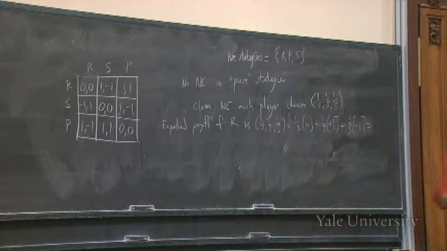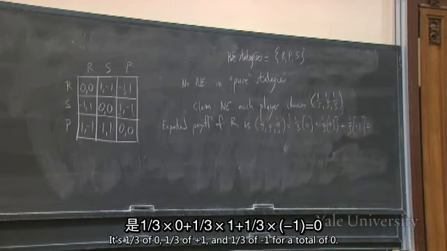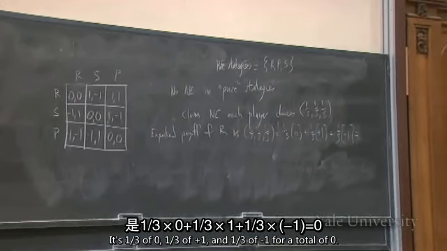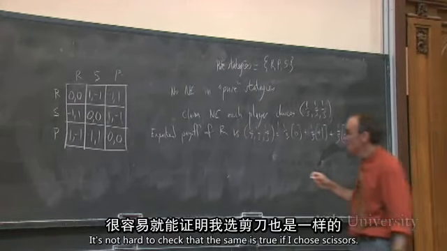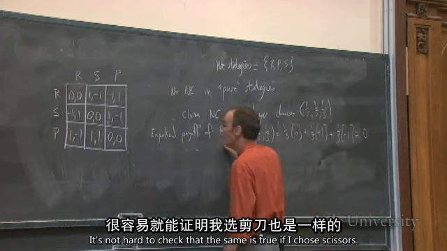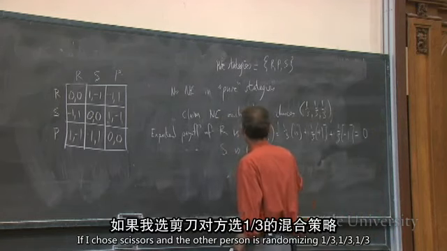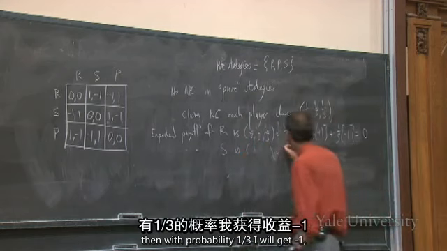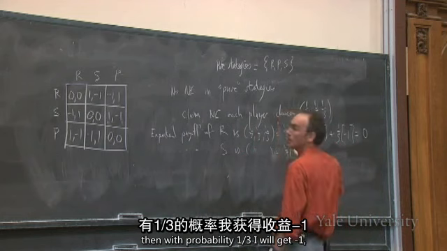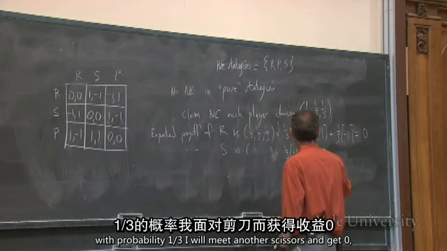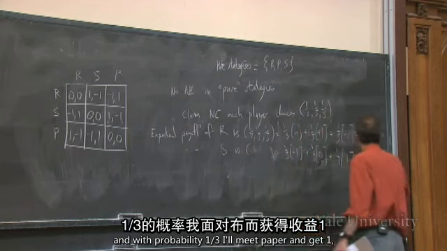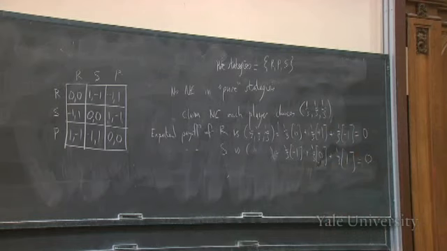So my expected payoff is what? It's a third of 0, a third of +1, and a third of -1 for a total of 0. Right? And it's not hard to check that the same is true if I chose scissors. If I chose scissors and the other person is randomizing a third, then with probability a third, I will get -1. With probability a third, I'll meet another scissors and get 0, and with probability a third, I'll meet paper and get 1, and once again, it nets out at 0.